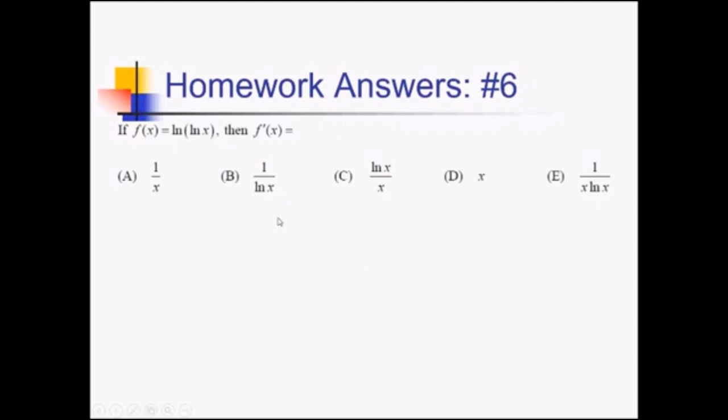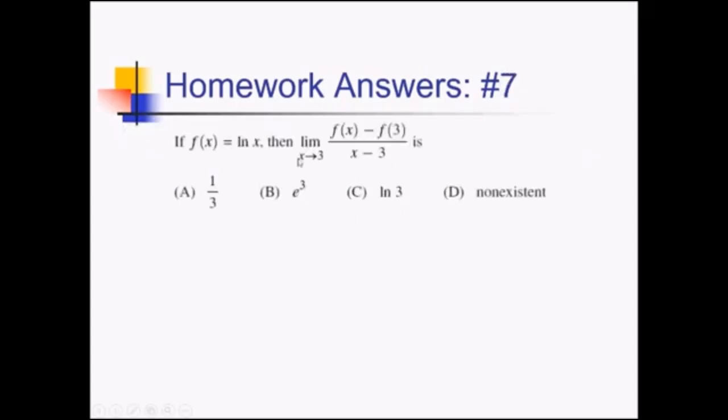On this problem, we want the derivative of ln of ln of x. So this is going to require the chain rule. First, we have the derivative of ln of something. Well, that's just going to be 1 over the something, so 1 over ln of x. But now we have to take the derivative of the something. The derivative of ln of x itself is 1 over x. So 1 over x ln of x, then, choice E, is going to be our answer.